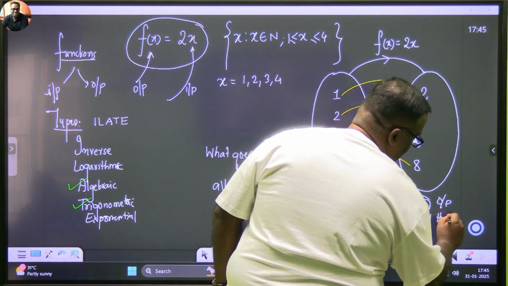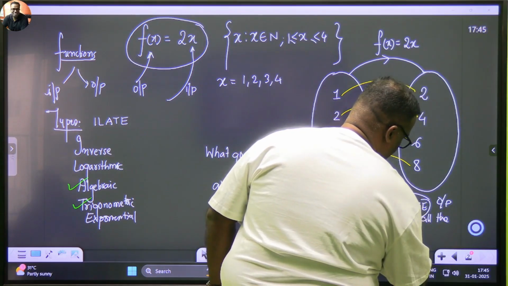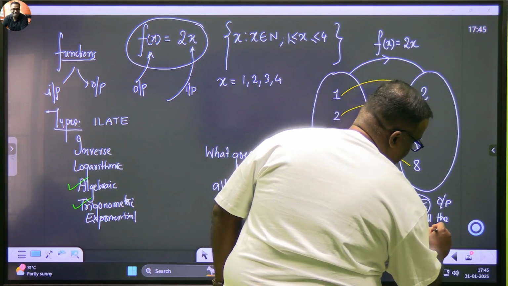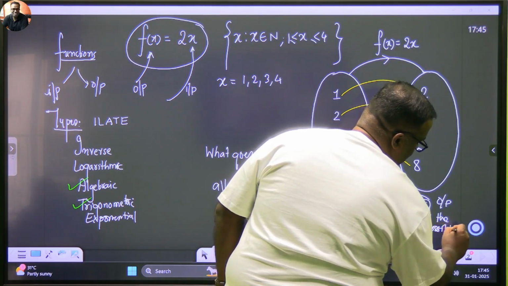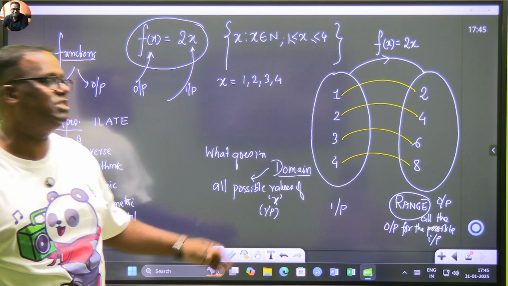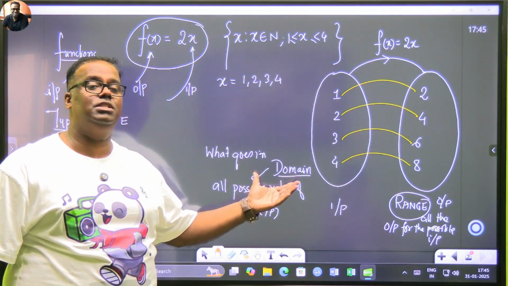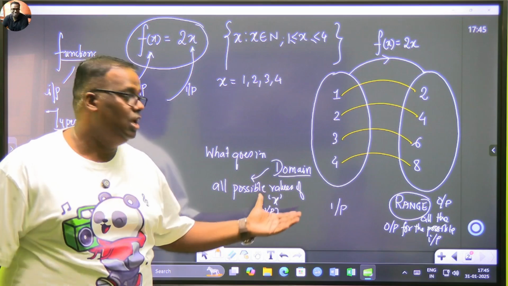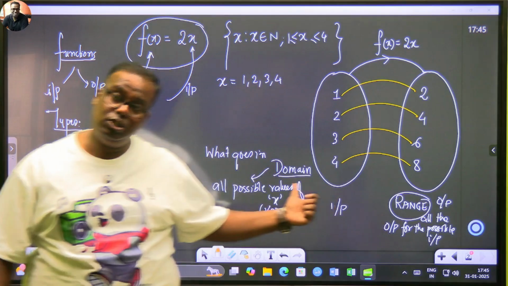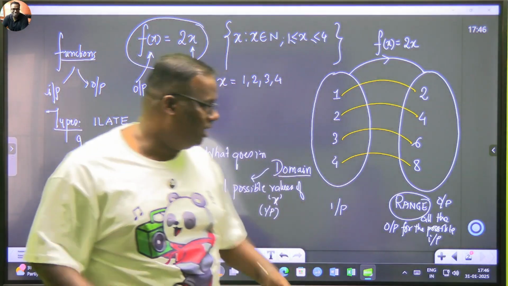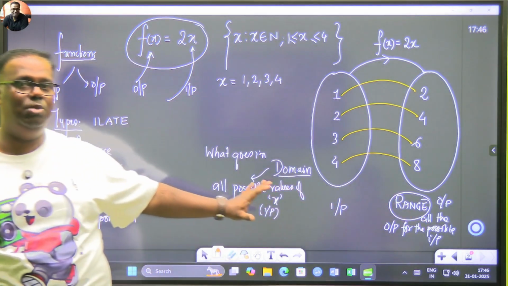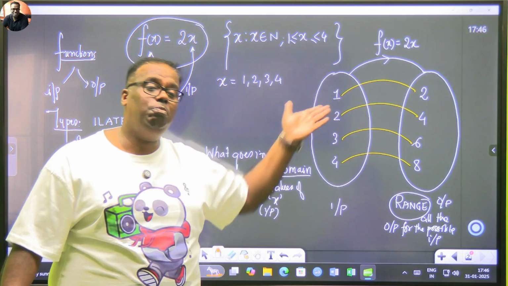All the outputs for the possible input. We have not studied sets right now, but if we study sets, we say what is domain? Domain is the set of all possible inputs. Range is the set of all outputs for each possible input. For our class, we need to understand what is domain and what is range. So what is domain? Domain is the set of all possible inputs.